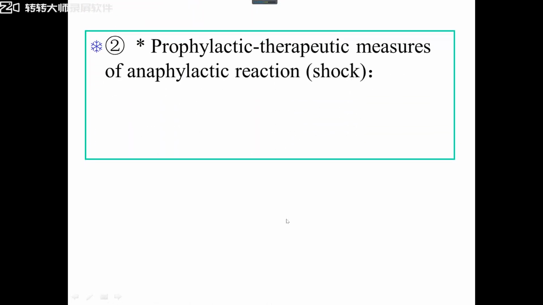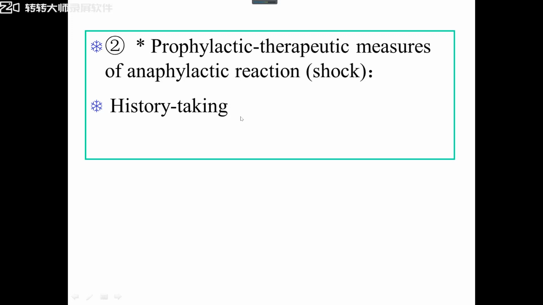So how to prevent anaphylactic reaction? What are the prophylactic and therapeutic measures? The first one, ask history. Ask your patients, do you have, have you used penicillin? Yes, I used. Oh, no, I don't use. I never used. So the first one must be to ask a history.